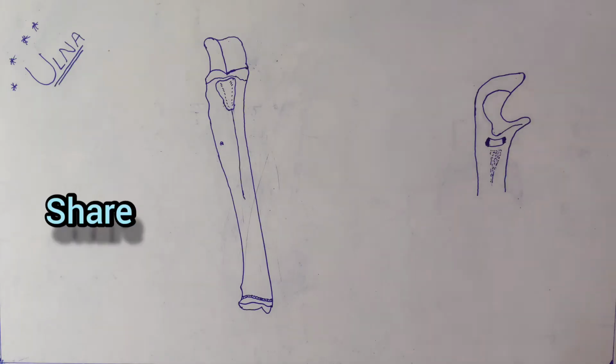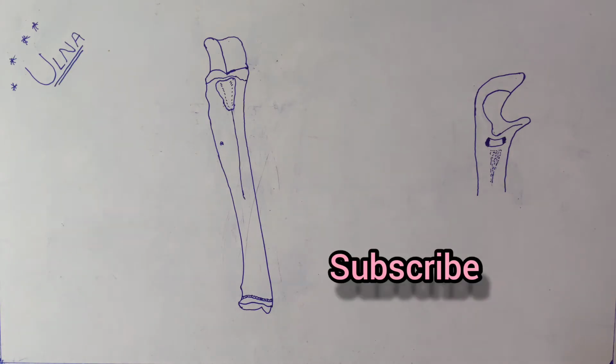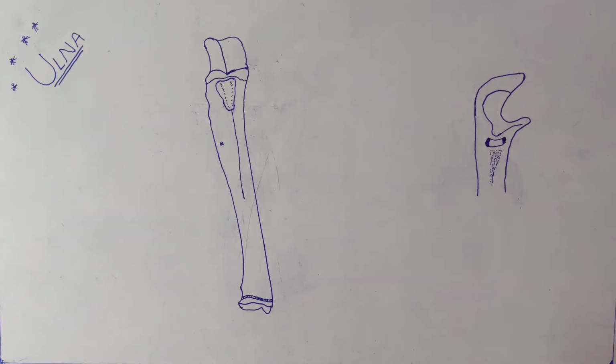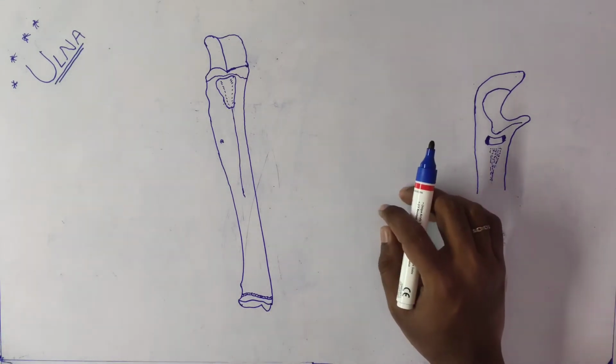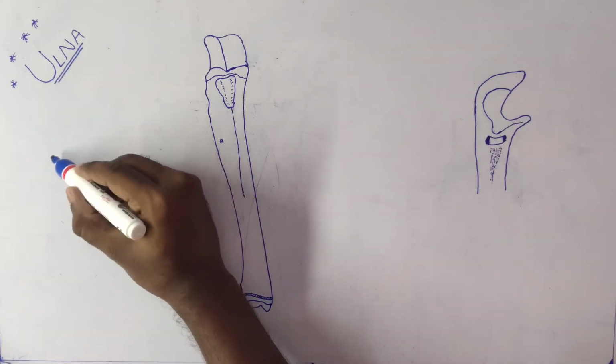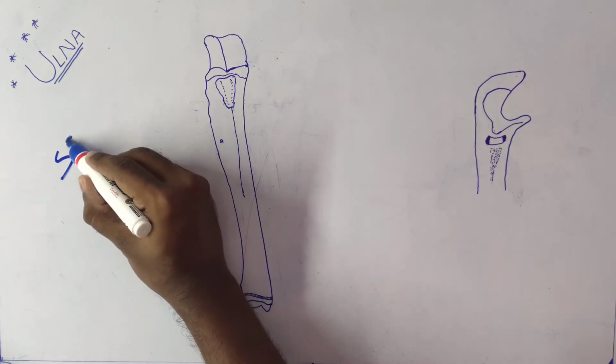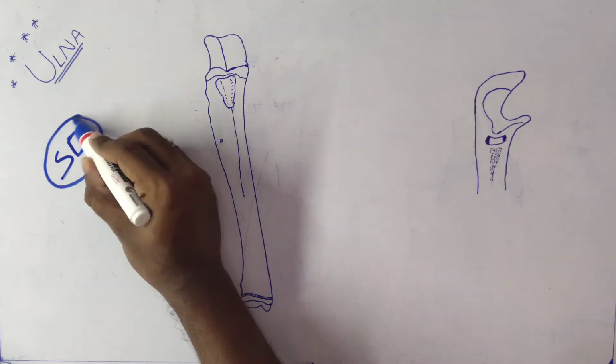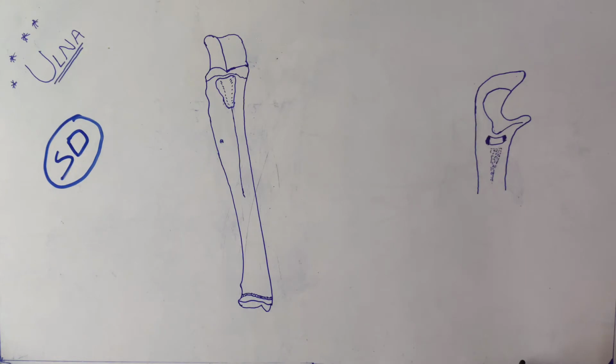Good evening students. Today our class is about the ulna, one of the important concepts in the upper limb. In the ulna, the upper end is most important for clinical anatomy. Now we will see about the side determination, which I already told you in the last class.